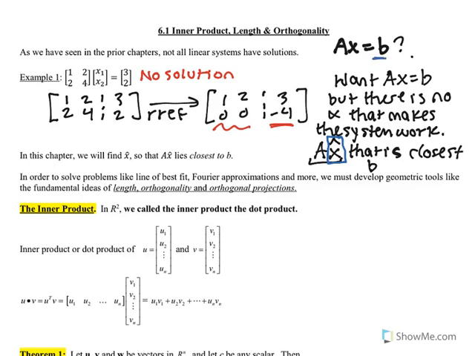Okay, so the first thing we're going to do is develop this sense of closeness. And so 6.1 is going to feel very much like a review of multivariable calculus, because we measure closeness through some of our vector geometry. So we are going to talk about three things today. The dot product, we're going to go back to that. We're going to talk about length and unit vectors. And then we're also going to talk about something called orthogonality.